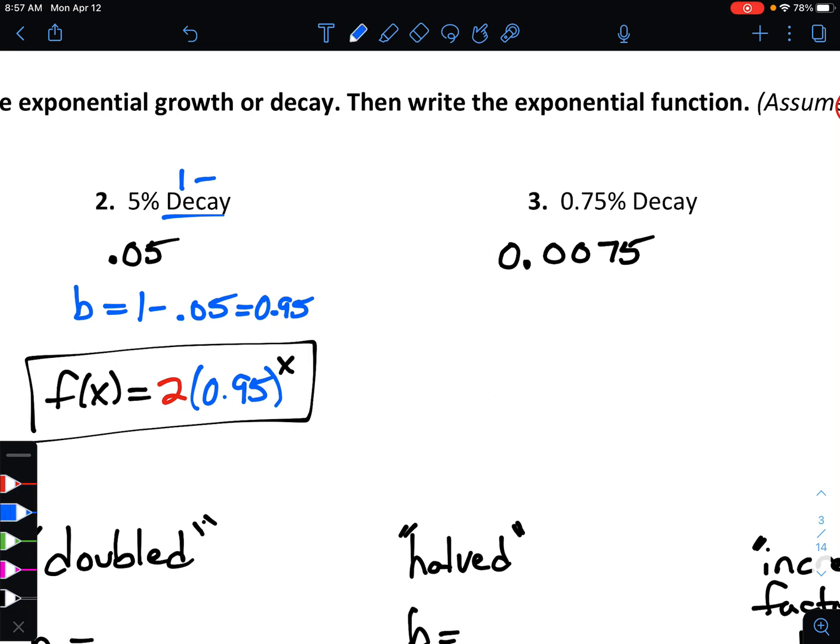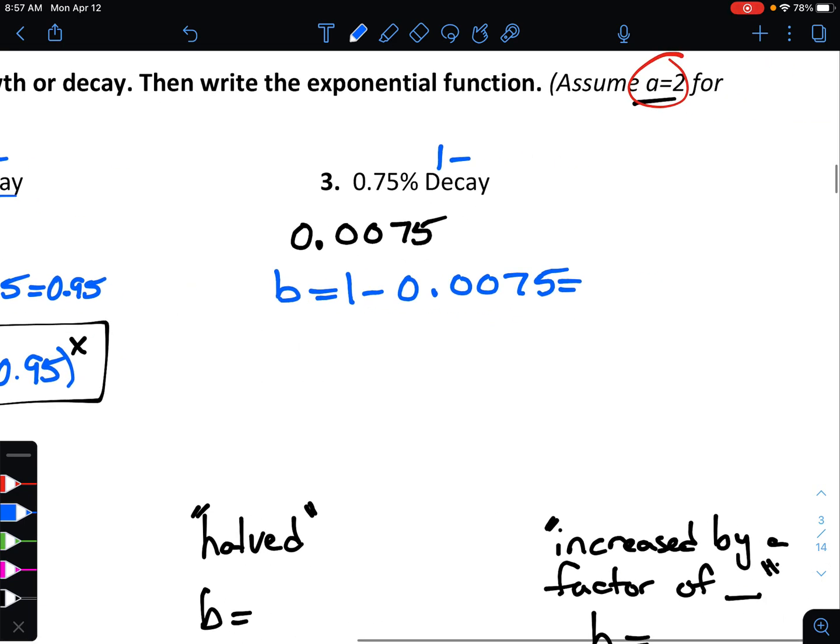That means that the decimal we're going to use is actually 0.0075. And then decay tells us that we're going to take 1 minus that rate in order to find our multiplier. So 1 minus 0.0075, and then make sure that you're careful with your decimals here. That's going to be 0.9925.